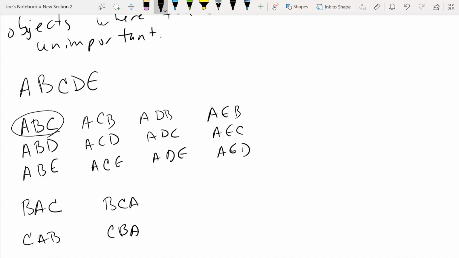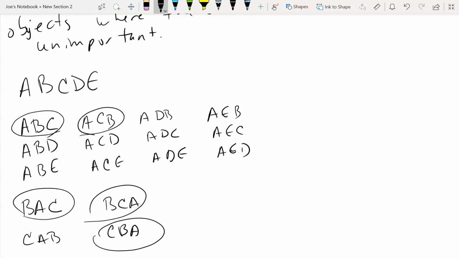So notice that ABC I circled, the ACB here, and then these all use the same 3 letters, and they're all rearranged, right? So how many different ways are there to rearrange those 3 letters? 6, right? It's 3 factorial, isn't it? 3 ways for the first, 2 for the second, 1 for the third. Notice that the other ones occur in those groups of 6 as well.